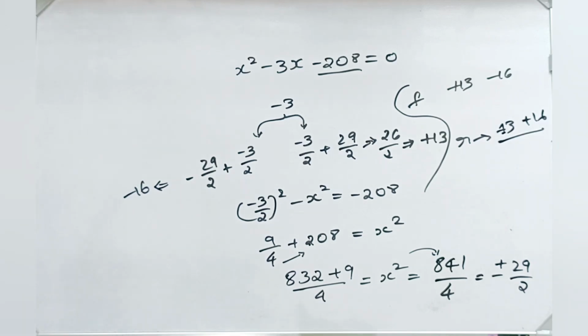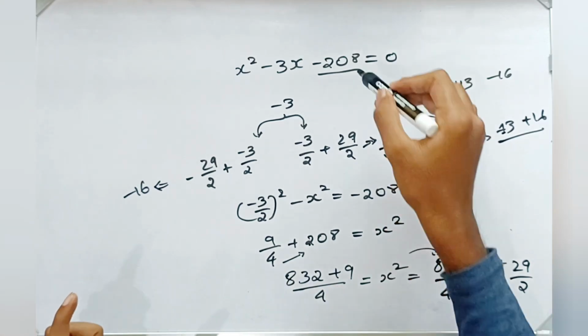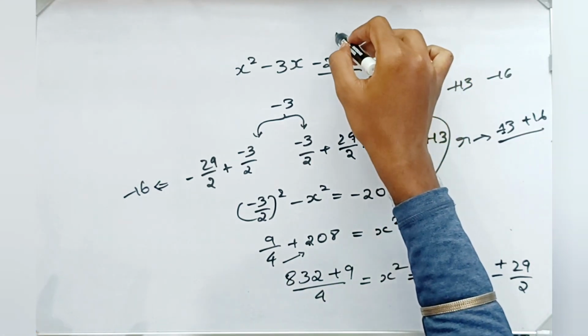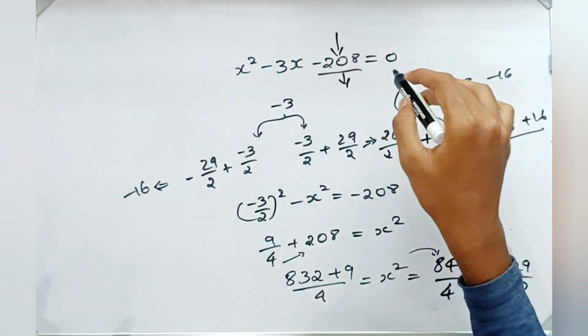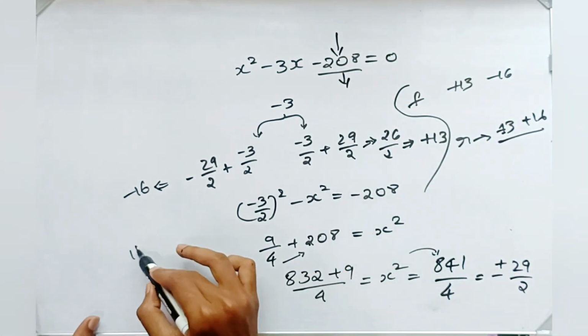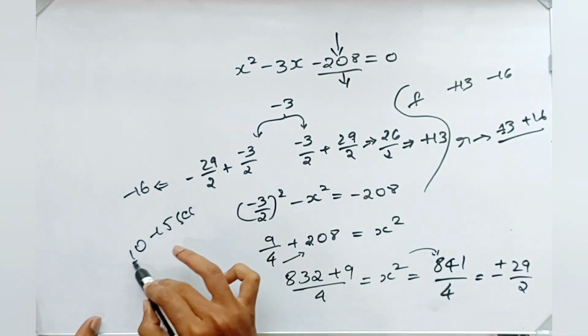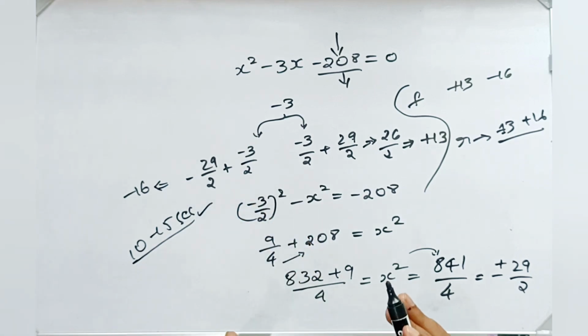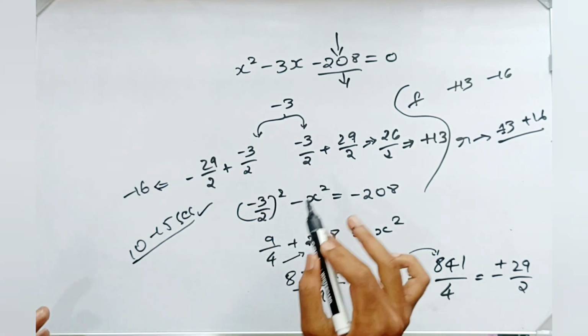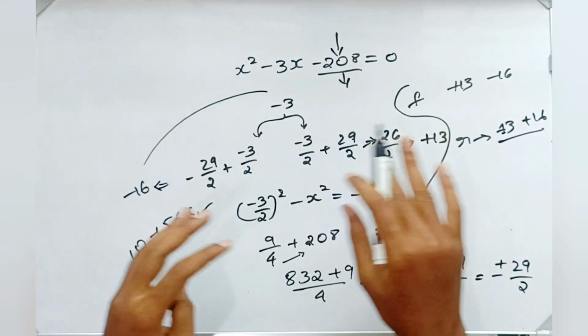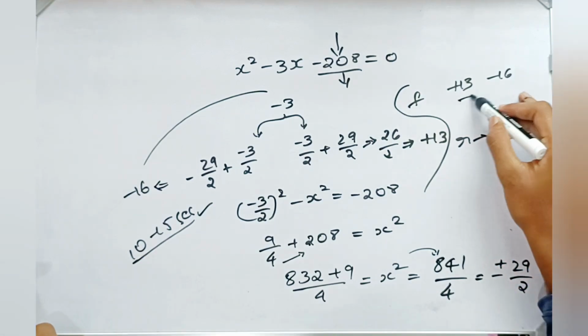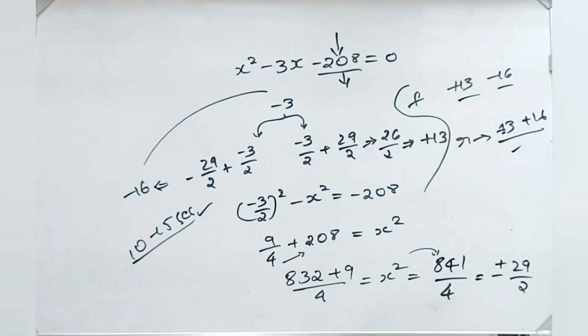What I'm suggesting is, if you have to find the factors of this number and you're able to find the factors within 10 to 15 seconds, it's fine. If you take more than 10 to 15 seconds, then use this particular strategy or method. You will easily get the factors, and then you can find out the roots.